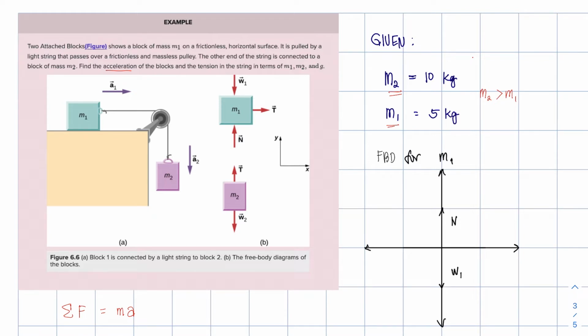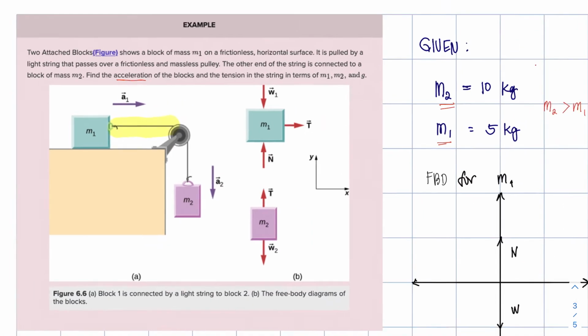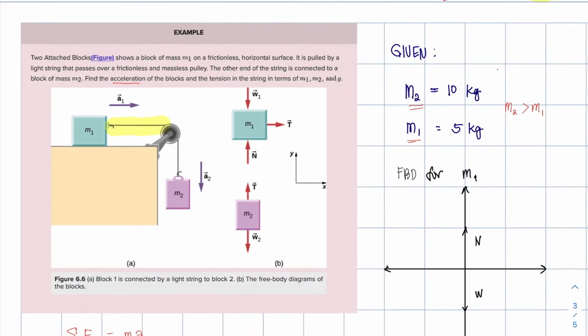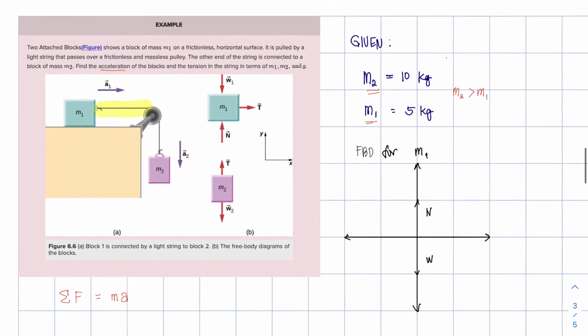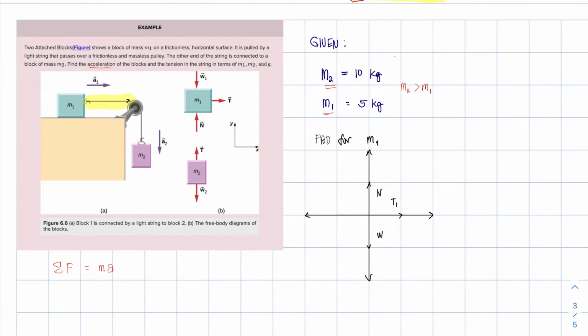You also take note that there is a tension, since you have a cable here. The direction of your tension, as we learned in class, is where it is pulling. In this case, this cable is trying to pull your mass 1 going here. Therefore, the direction of the tension will be in this direction. So that will be T1.